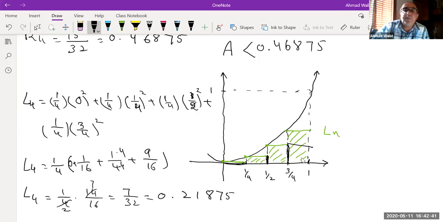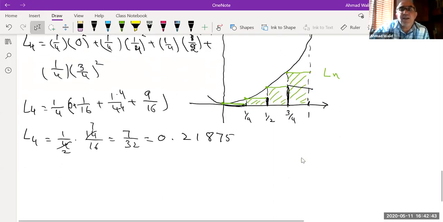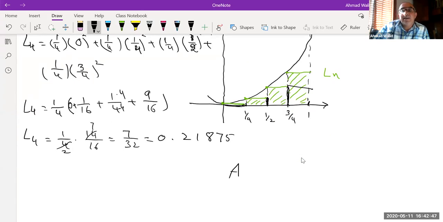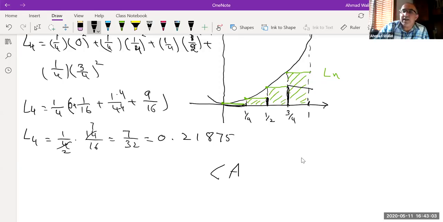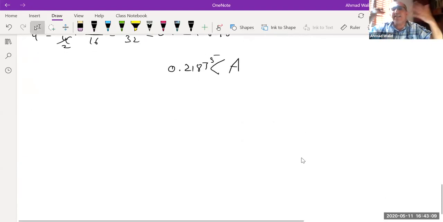And if you divide, I think this one becomes 0.21875. Now, question, is this number equal to the area under the curve, less than the area under the curve, or greater? What do you think? Less than. Less than. It means your A is greater than 0.21875.